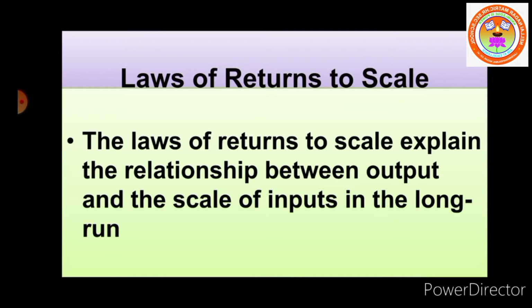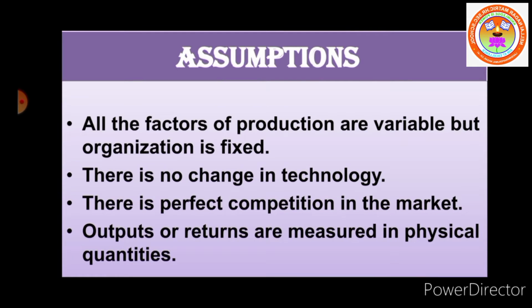In the long run, there is no fixed factor. All the factors are variable. The laws of returns to scale explain the relationship between output and the scale of inputs in the long run, when all the inputs are increased in the same proportion. Law of returns to scale are based on some assumptions.